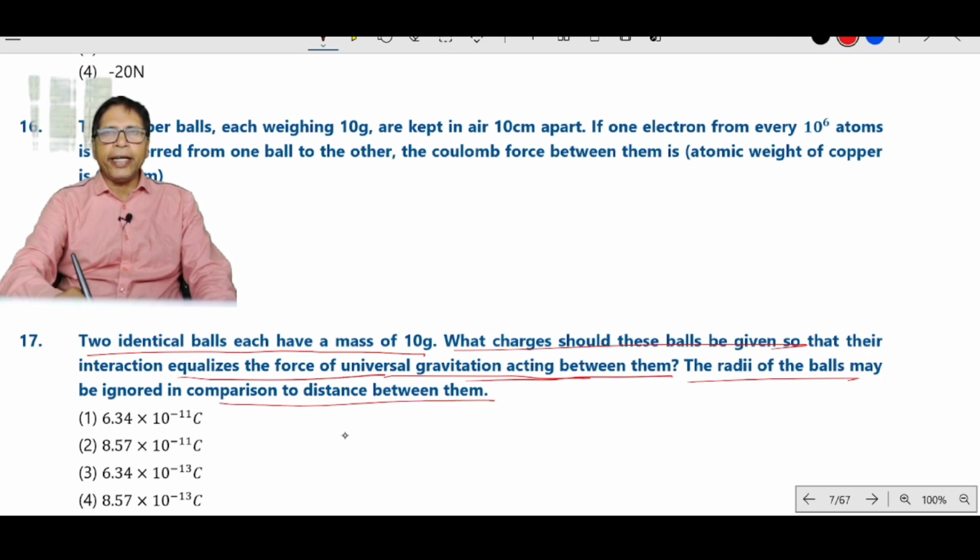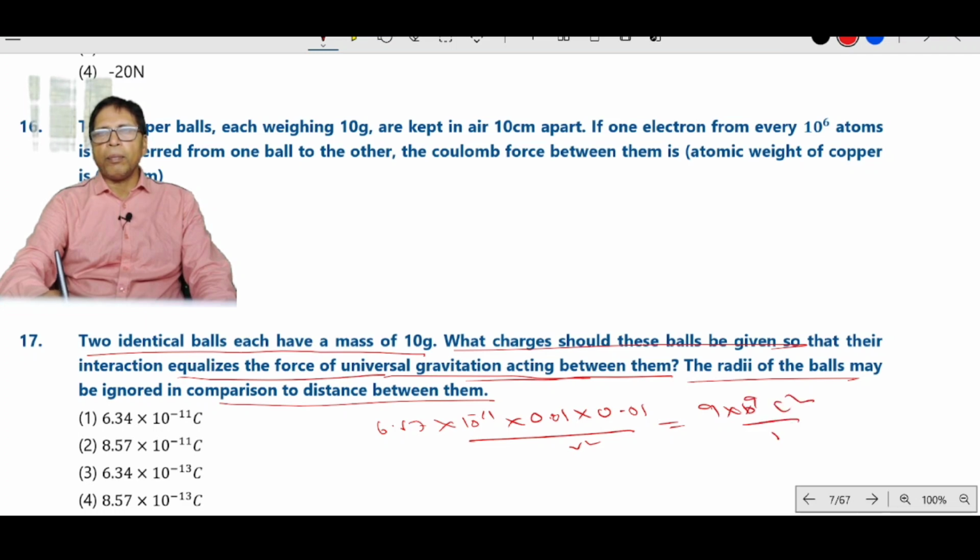So look at this net gravitational force: 6.67 into 10 to the power minus 11 into mass of each, 0.01 kg into 0.01 kg, divided by r square. This equals 9 into 10 to the power 9 into q square by r square. Look at this, r square cancels out.